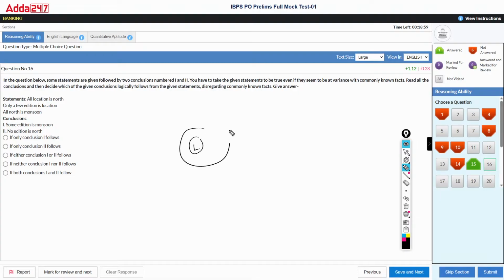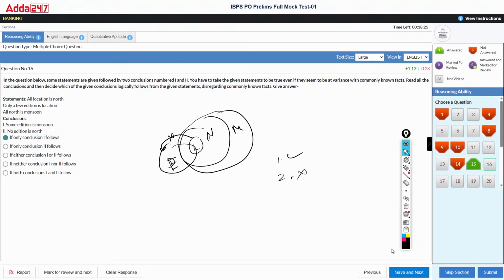All location, north, only a few direction location. All north, monsoon. Some addition is monsoon. Addition. So this is addition is location. Some addition is monsoon, definitely. No addition is north. So only one.